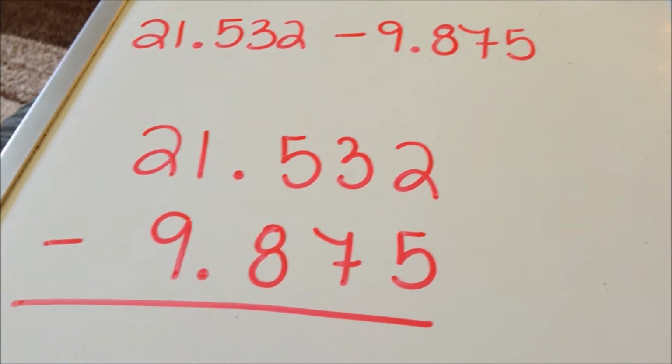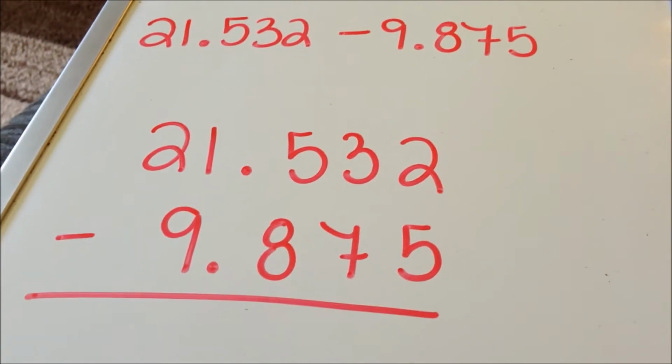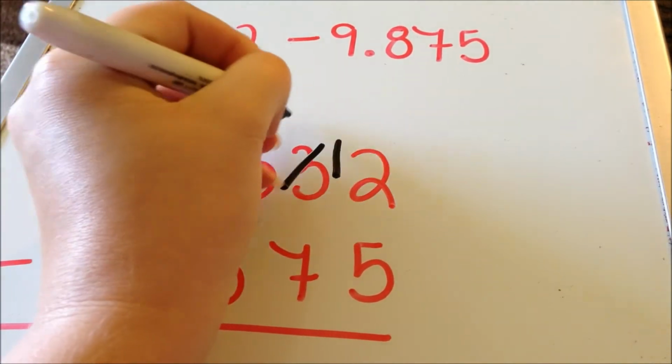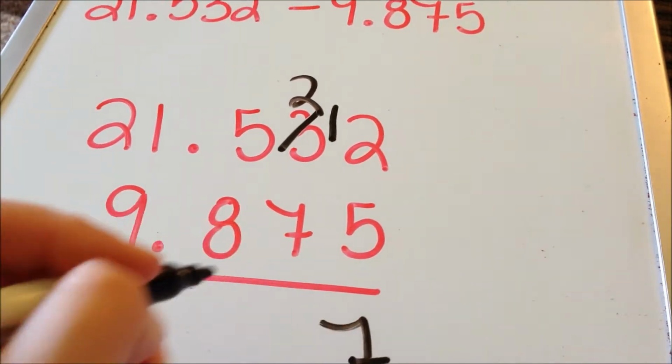So, let's start with 2 minus 5. We cannot do that, so we will have to borrow. So, 2 becomes 12. And let's cross out the 3 and make it a 2. 12 minus 5 is 7.